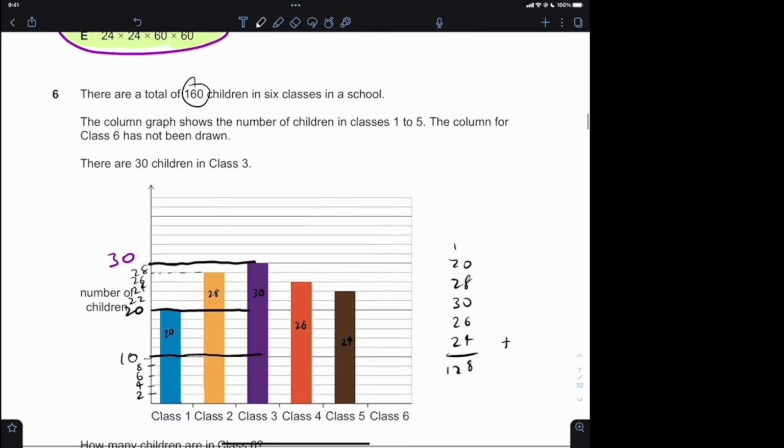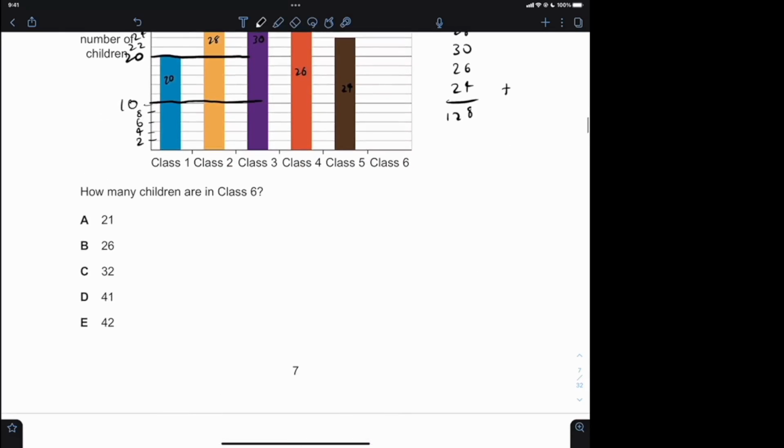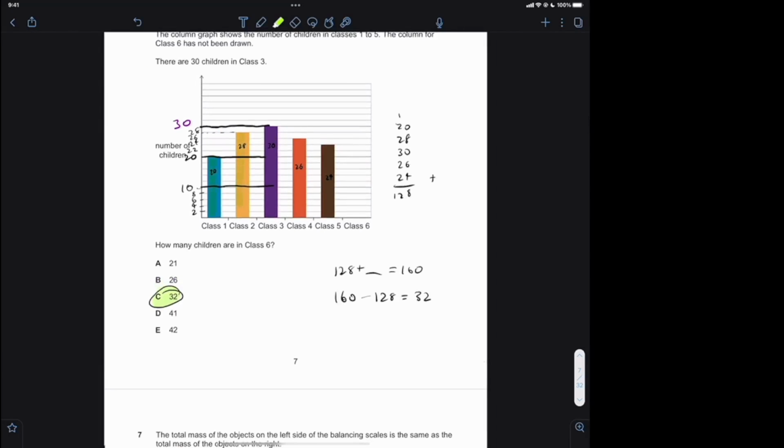Alright, so that means that class 6 has to have the remainder. Alright, and so 128 plus what gives us 160? Well, we'd need to do 160 minus 128, which would give us 32. And so the answer there is going to be option C. Alright, so good stuff, you got that one. We just needed to add up all of these columns, basically.